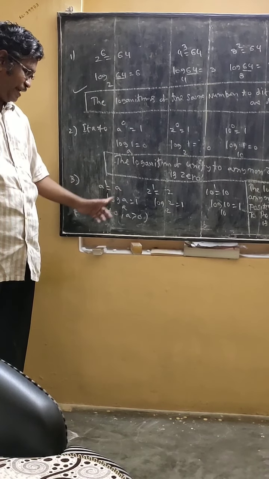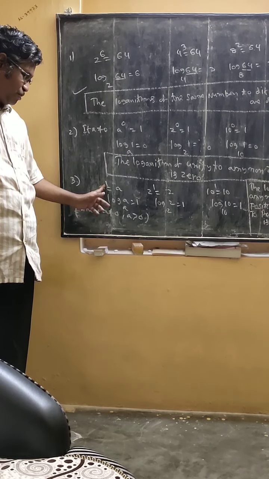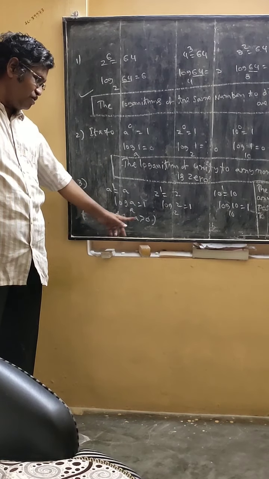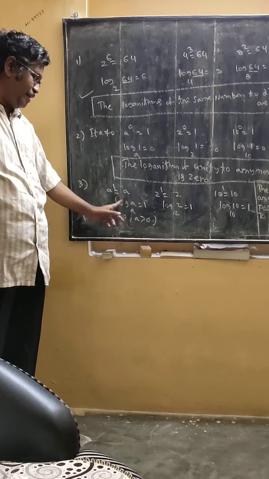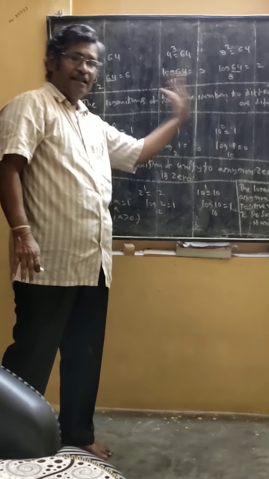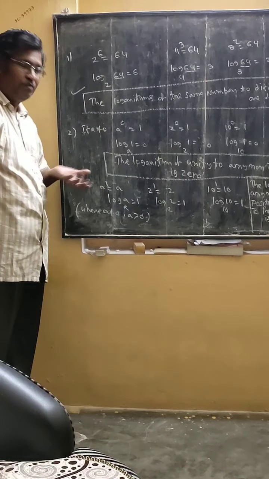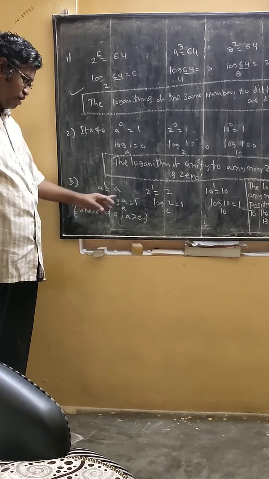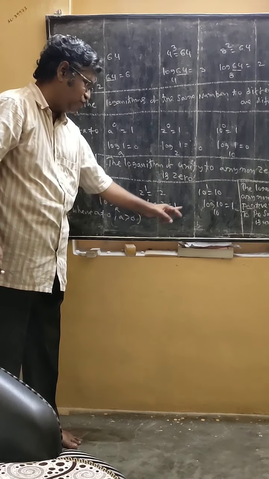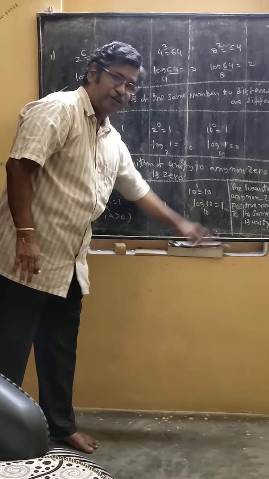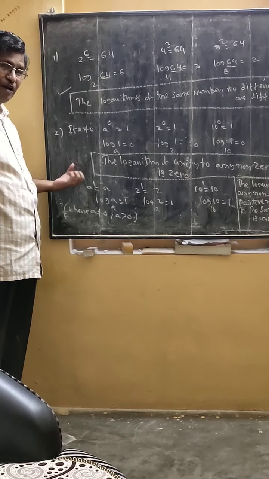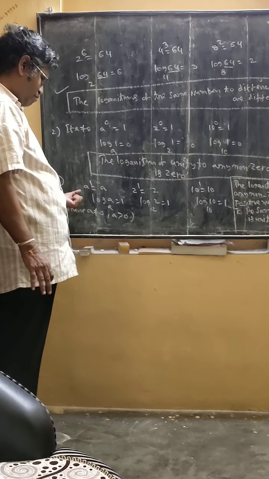a power 1 is a, where a is not equal to 0 and a is greater than 0. That is the condition. And 2 power 1 is 2, 10 power 1 is 10. They are in which form? Exponential form. Write them into logarithmic form. Log a to the base a is 1. Log 2 to the base 2 is 1. Log 10 to the base 10 is 1. What is our inference? What is the statement drawn from these examples?